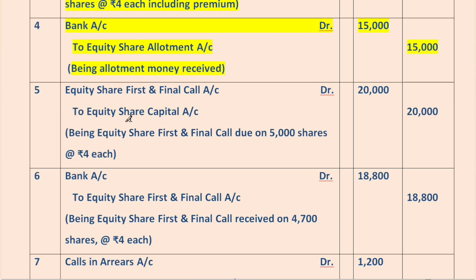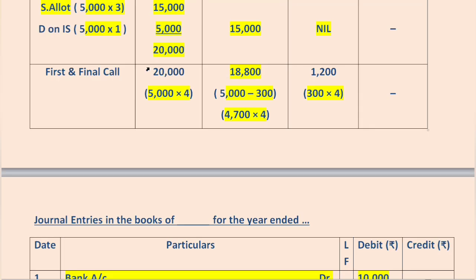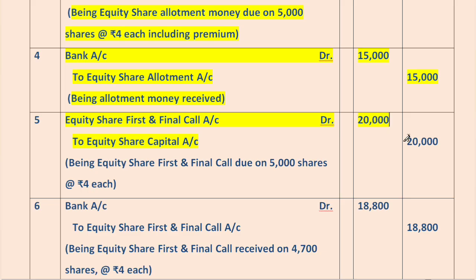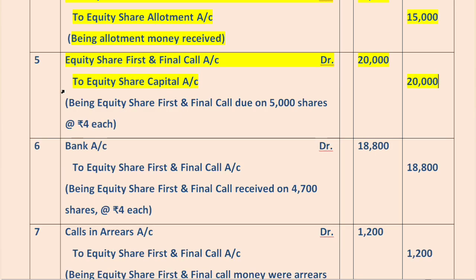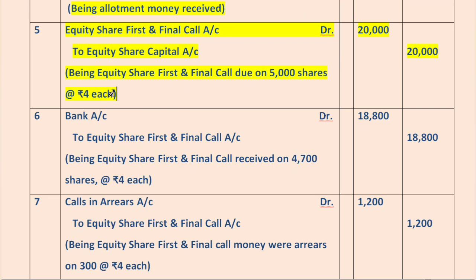Next, move on for next entry, call money, right? Equity share first and final call account debit to equity share capital account. What is the amount due? 20,000 rupees due, right? So 20,000, being equity share first and final call money due on how much share? 5,000 shares at rupees 4 per share.